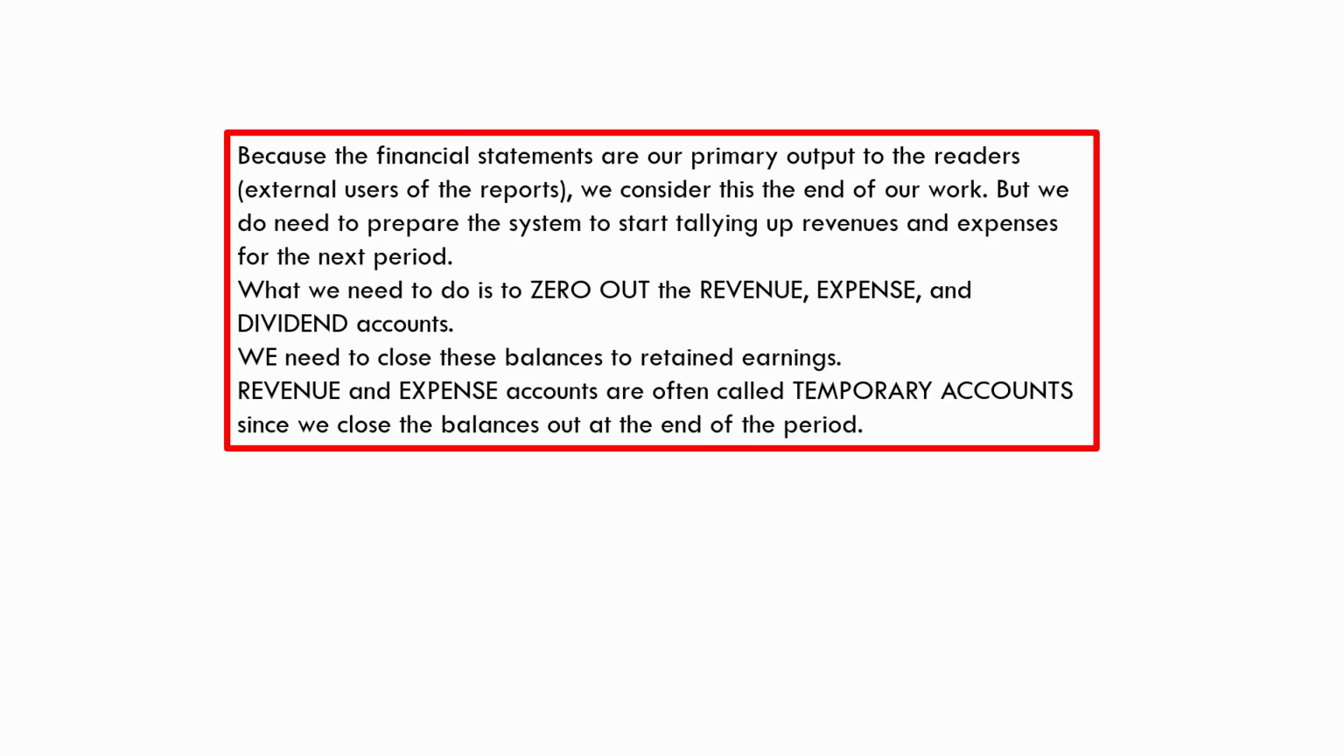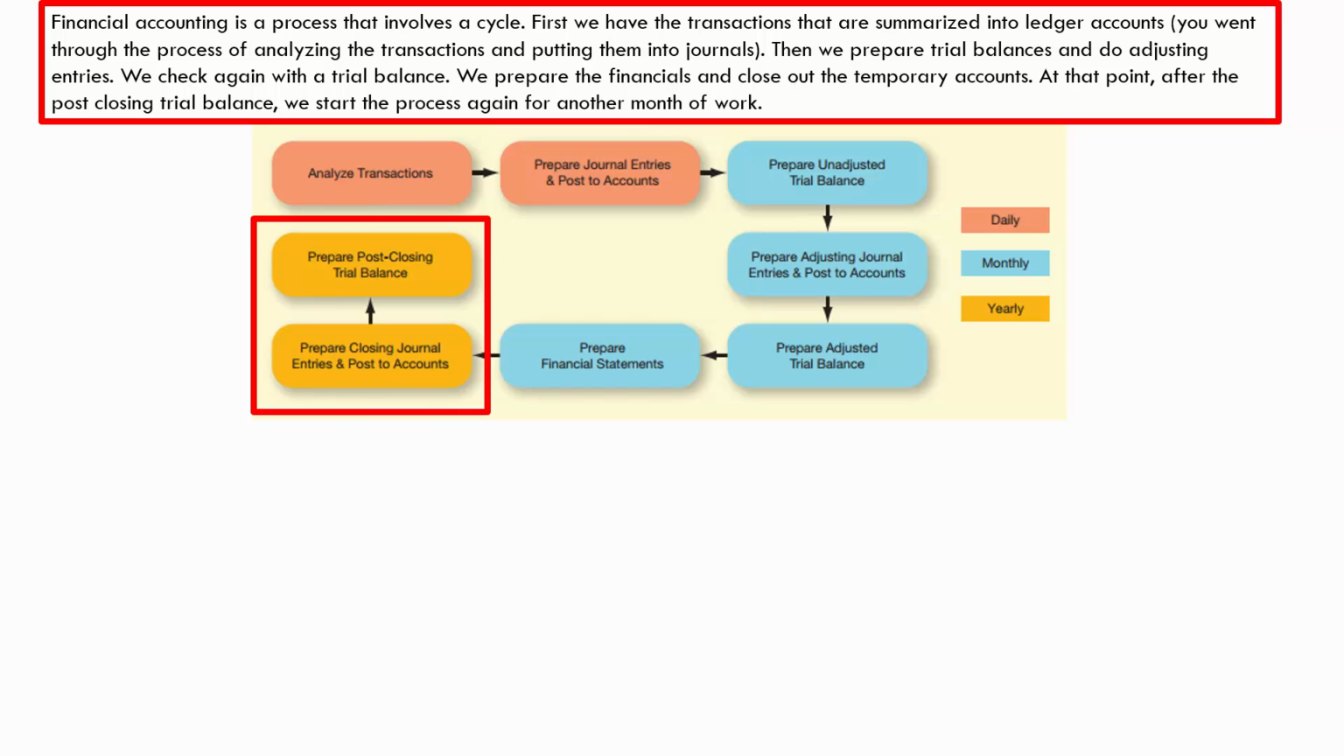The last thing we need to really talk about is zeroing out accounts. This is called closing accounts. And what we do is we close out our income statement accounts plus this dividend account. Now, we didn't have any dividends for our company, and so we will not be doing that. We close all those balances out to retained earnings. And because they are closed out or zeroed out, we often call those temporary accounts.